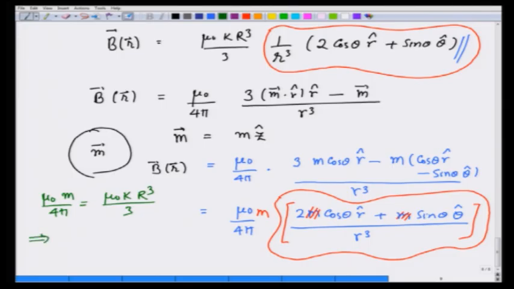or this implies that this sphere which carries a surface current of K has a magnetic moment of magnitude m equals K times 4 pi by 3 R cubed. So, outside the magnetic field outside this sphere is like that produced by a point magnetic dipole with magnitude K 4 pi by 3 R cubed, and inside it is a constant field.